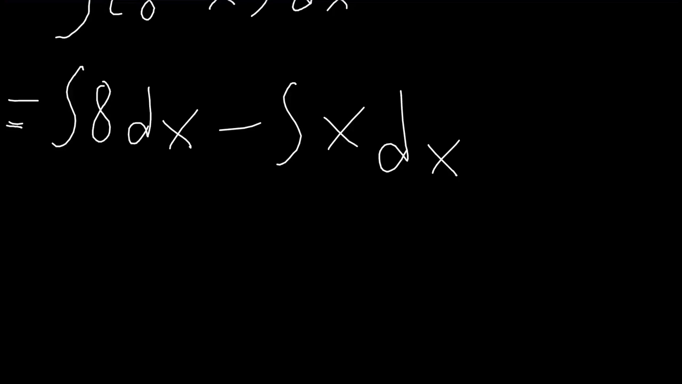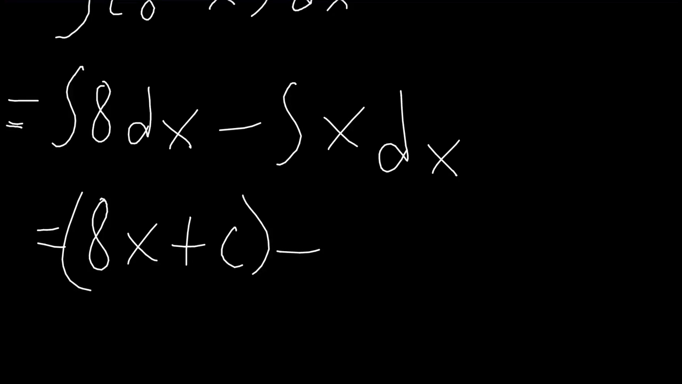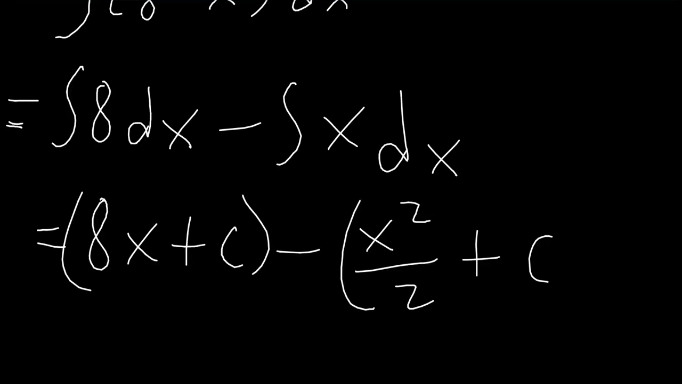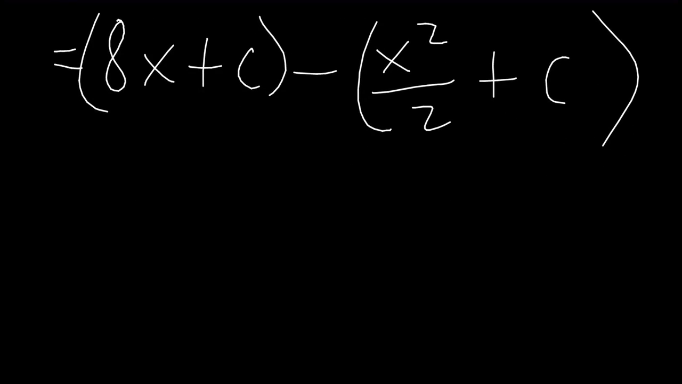So the integral of 8, using the formula I gave you earlier, is just 8x plus c. And then this is going to be minus the integral of x, which is just, using the power rule, x squared over 2, because you add 1 to the exponent and divide by that exponent, plus c. Now we have to realize here that these c's don't necessarily have to be the same value. So you might think that they would cancel because the negative distributes to here, but they actually don't.